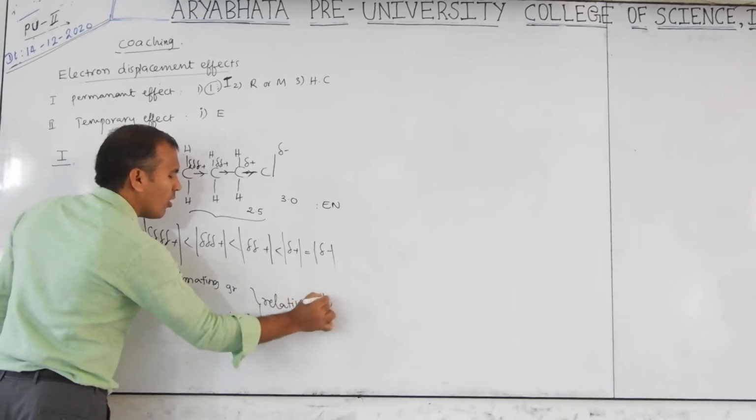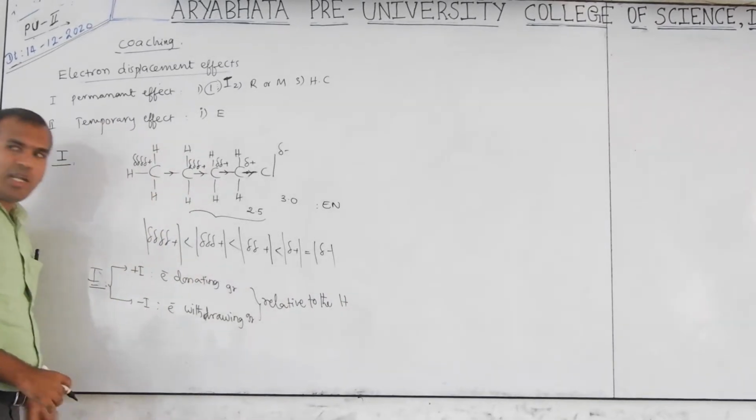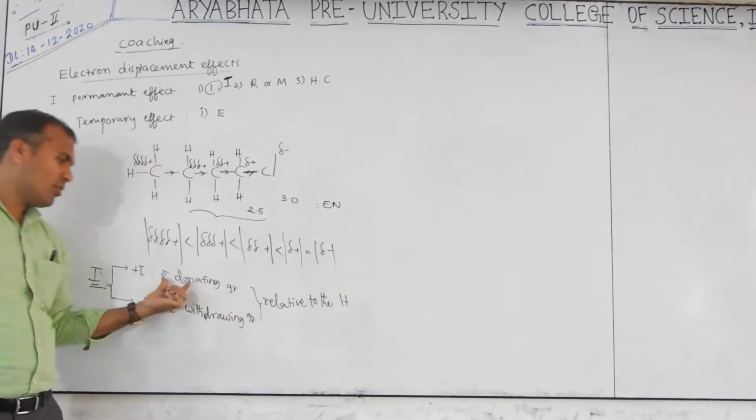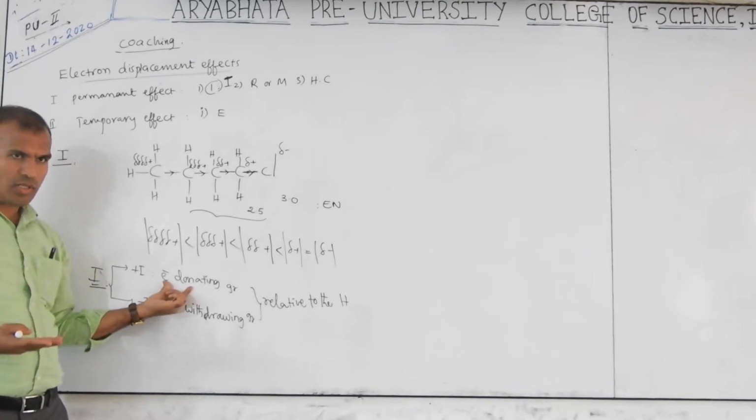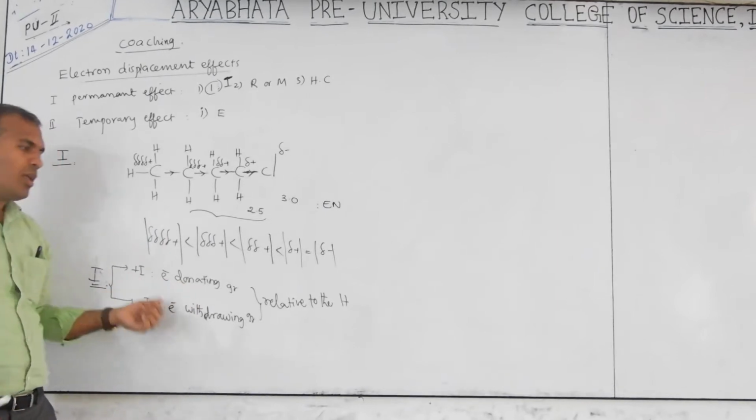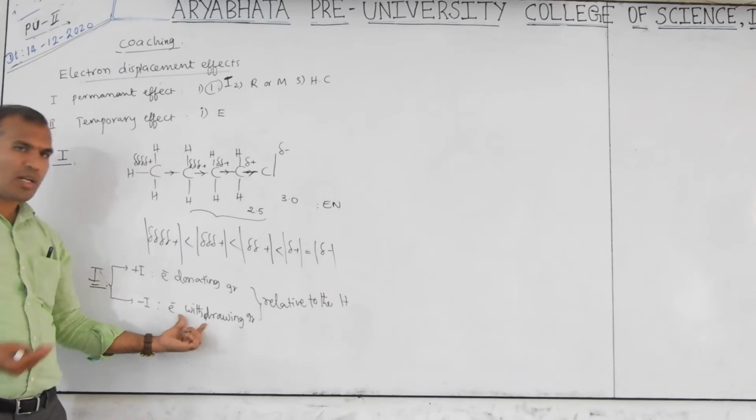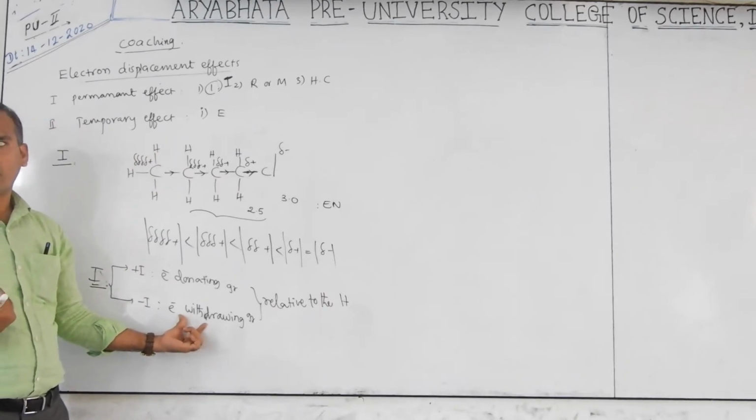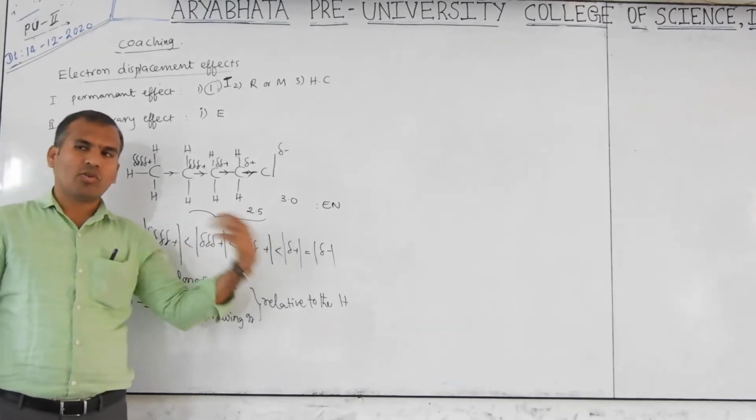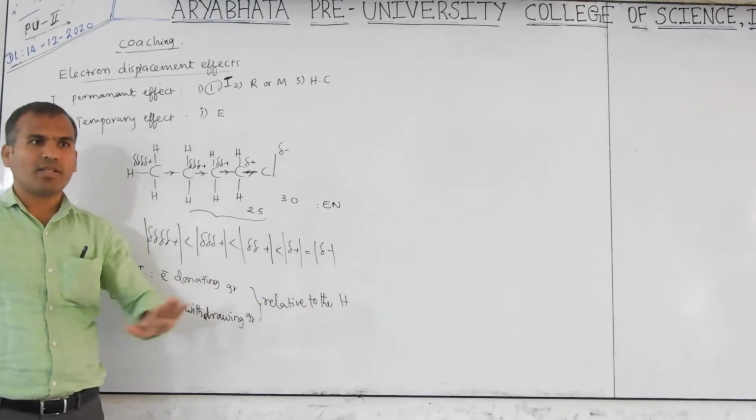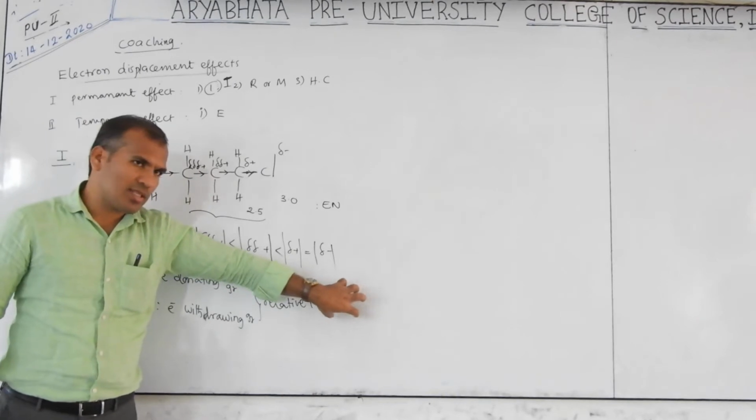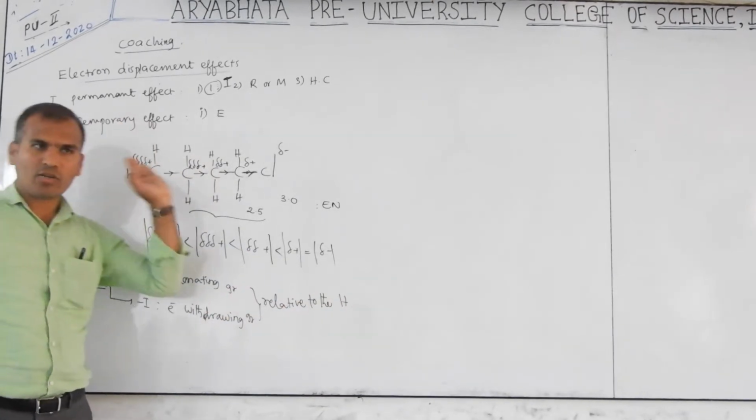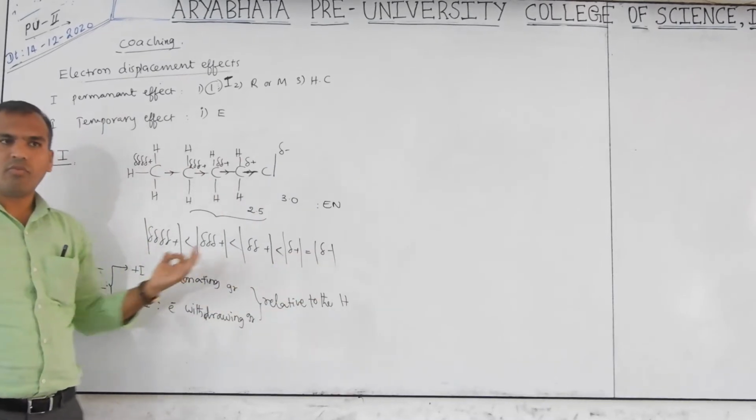Relative to the hydrogen. Relativity means comparison. Compare with the hydrogen: those that donate more electrons are called positive inductive effect groups. Those that withdraw electrons are called negative inductive effect groups. Hydrogen will neither donate nor withdraw. That is the reference. With reference to this atom, we are comparing positive and negative. Positive means electron donor, negative means electron withdrawer.